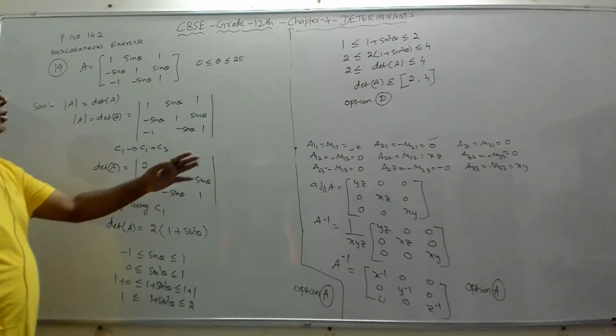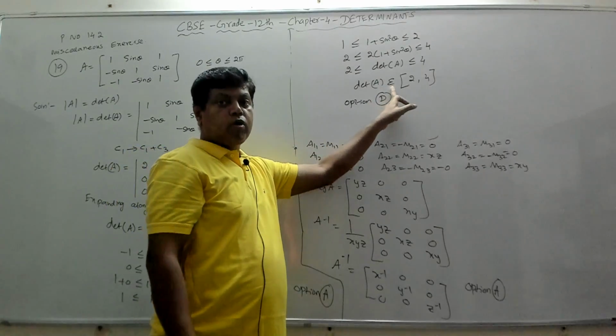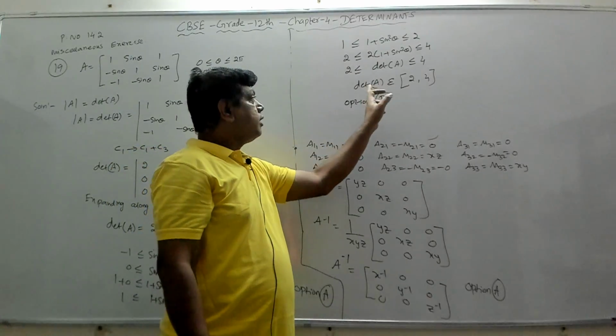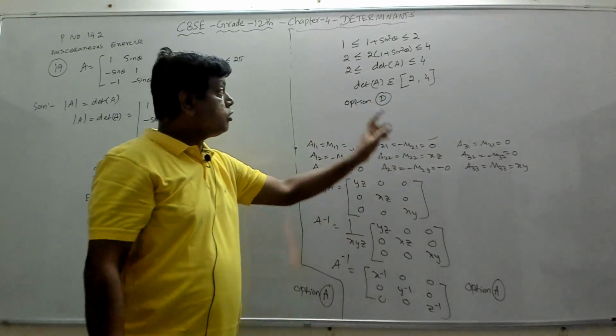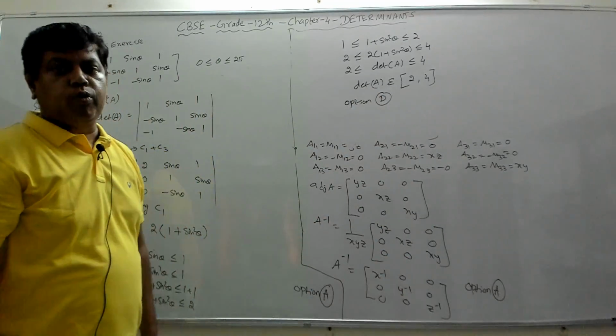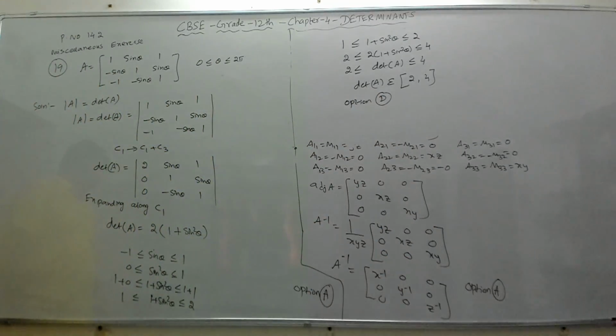For this, your determinant of A belongs to, this is our belongs to symbol which we use in our sets, determinant of A belongs to the closed interval 2 comma 4. Fine. So option is D.